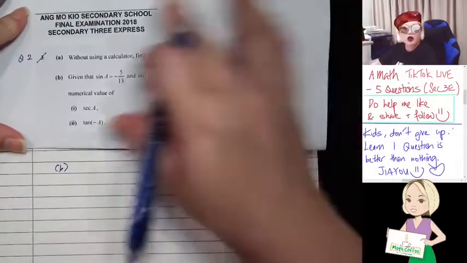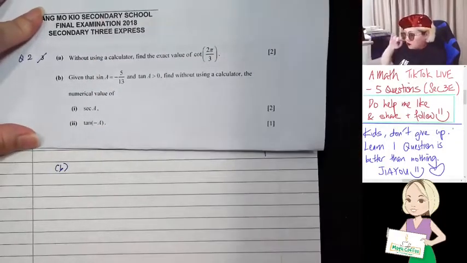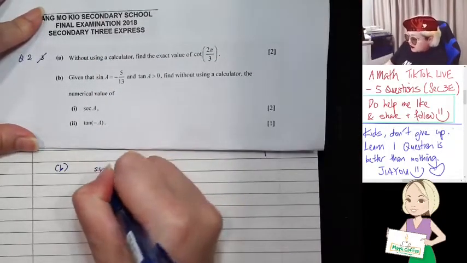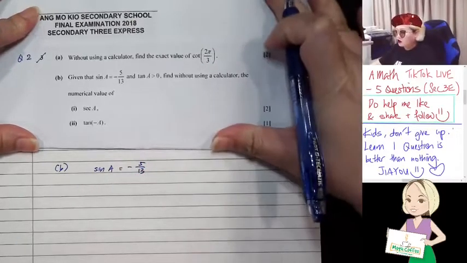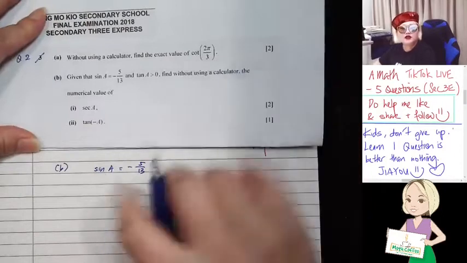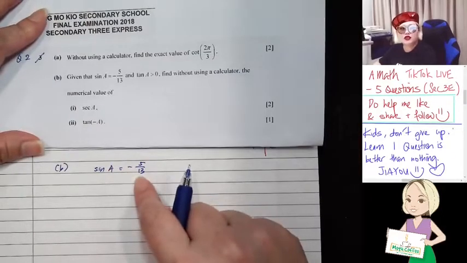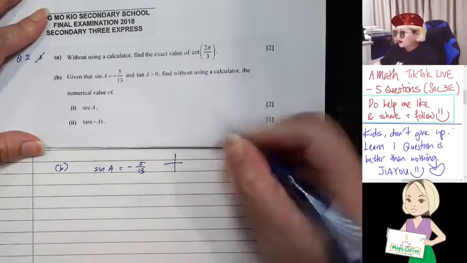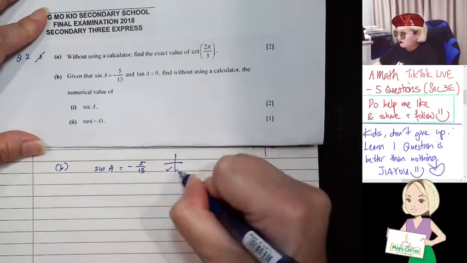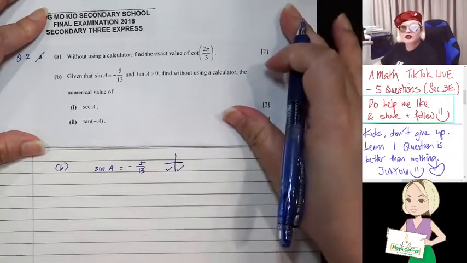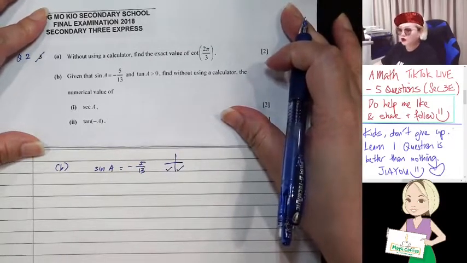Okay, let's do our part B. Part B says sine A is equal to negative 5 over 13. So I always tell my students, first, you know that the sine ratio is negative. Which quadrant will it be? I always ask them to decide the quadrant first. So sine will be negative in the third and the fourth quadrant. That's the first piece of information they give me.